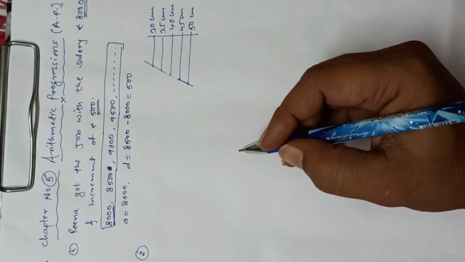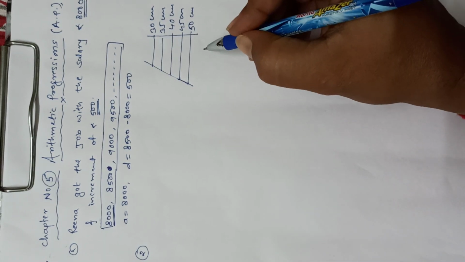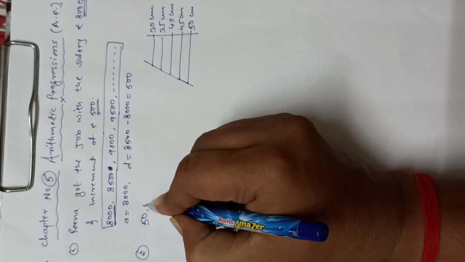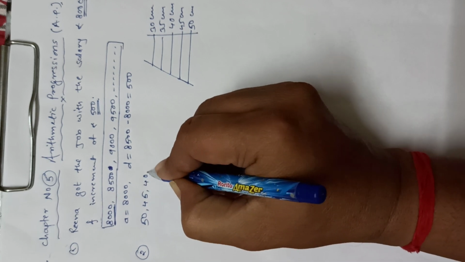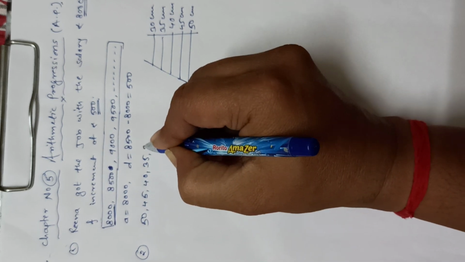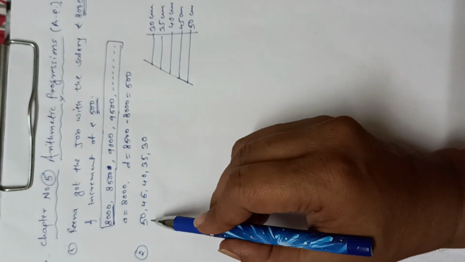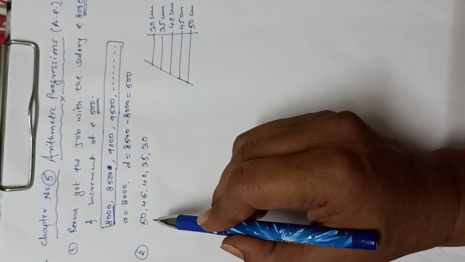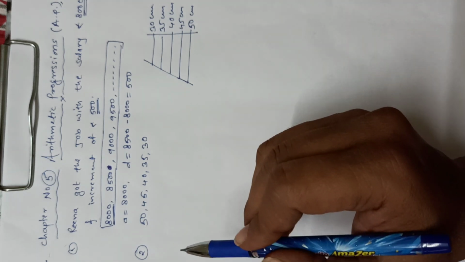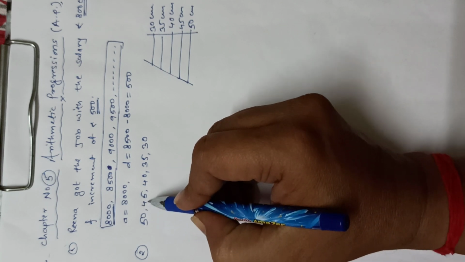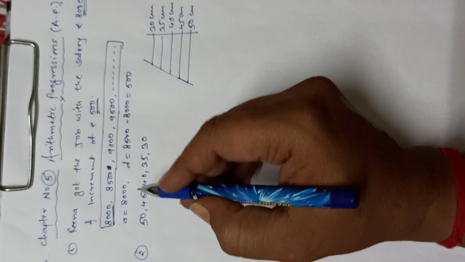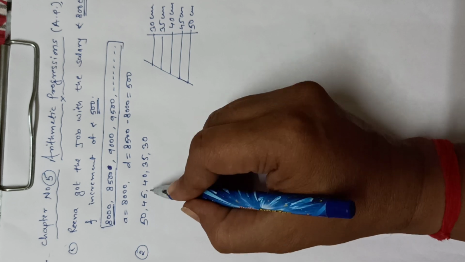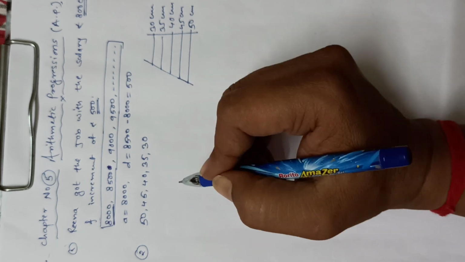So the lengths of the rungs from bottom to top will be 50, 45, 40, 35, 30. These are the lengths of the rungs of the ladder, and they are also following some pattern, in some systematic format. Length of first is 50, then 45, then 40, then 35, then 30. The difference between each two, 50 and 45, the difference is 5. Here the difference is 5, difference is 5, difference is 5.